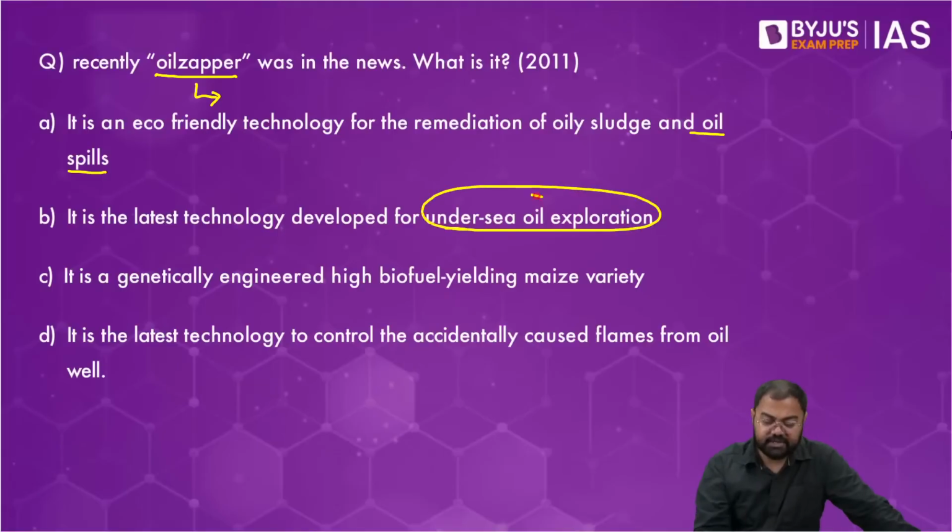It is not related to exploration. It is for decomposition process, right? For bioremediation process. So B cannot be correct. It is a genetically engineered high biofuel yielding maize variety.